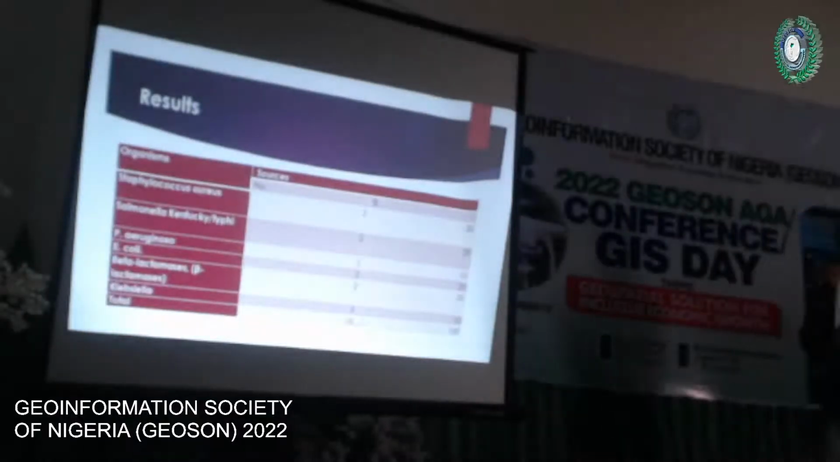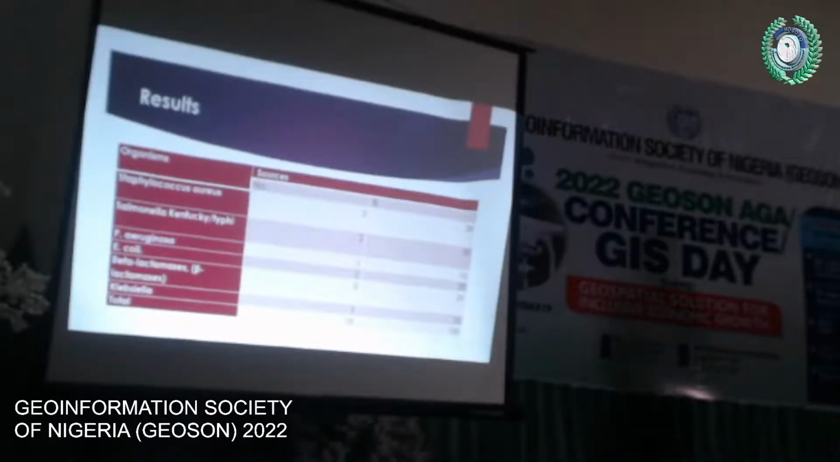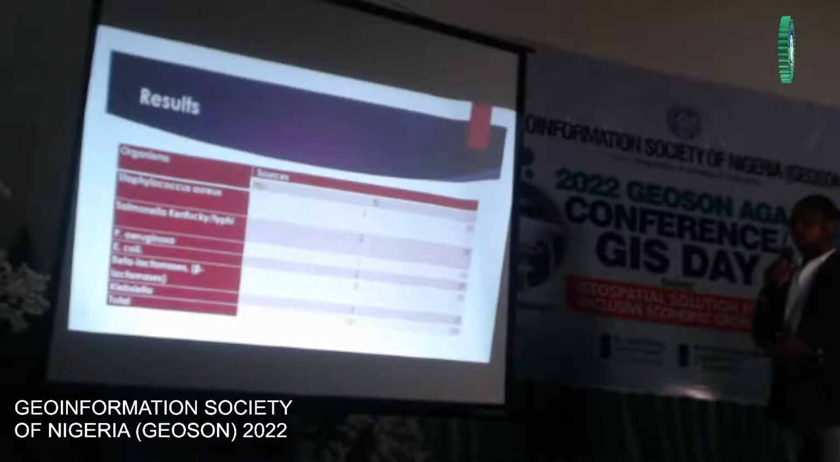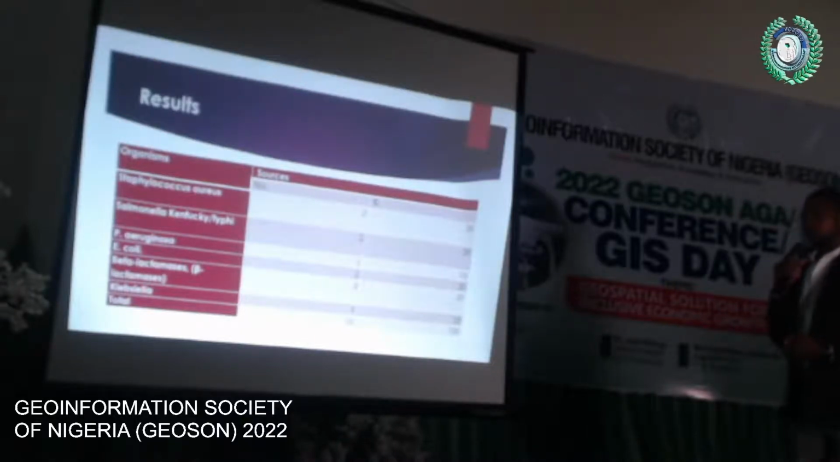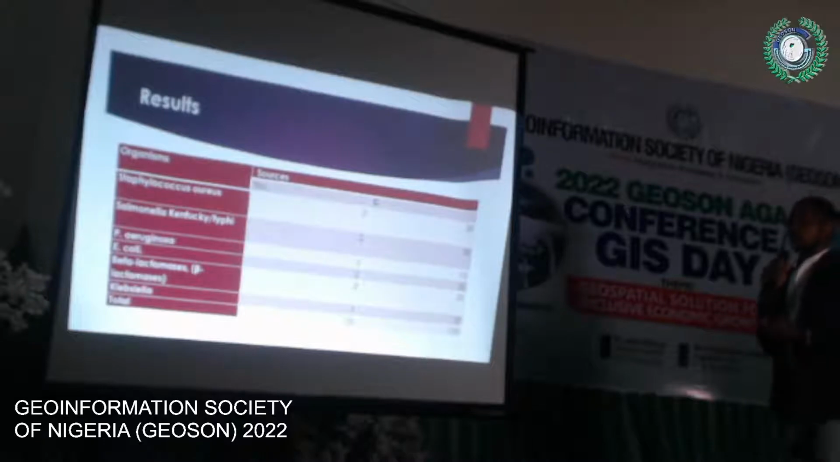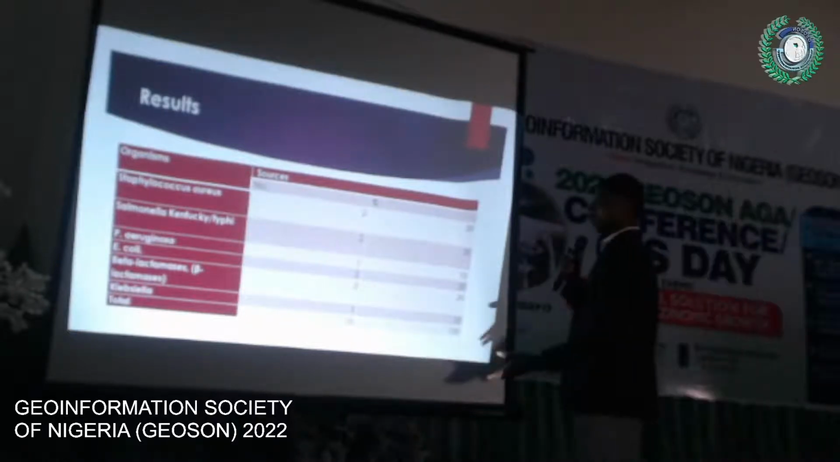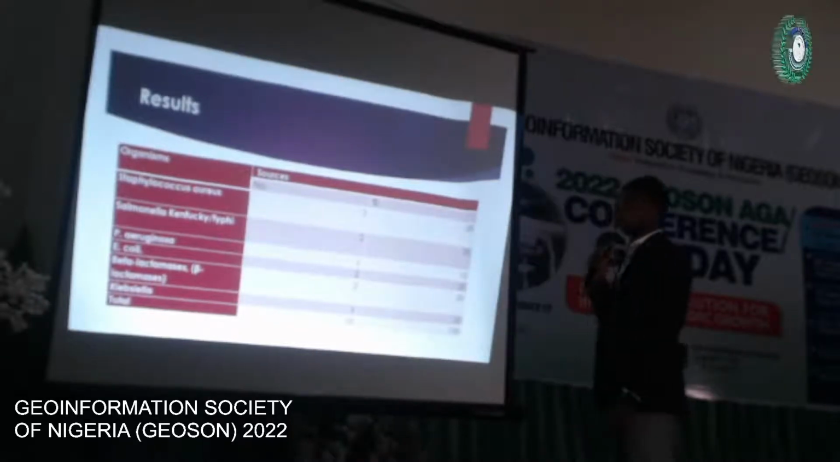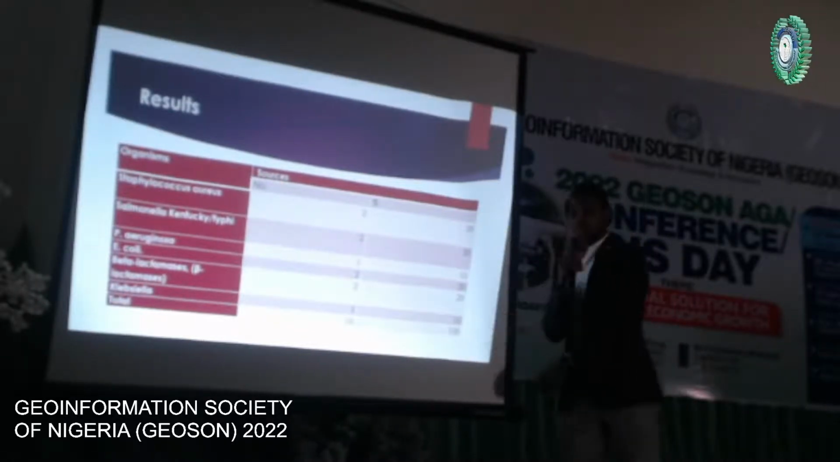Yeah. And then the results also showed the common organisms that were studied, which were Staphylococcus aureus, Salmonella, Pseudomonas aeruginosa, E. coli, beta-lactamase producers, and Klebsiella. So these were just a few. We were able to find just about 10 studies we could extract information from, and that's just the percentage.